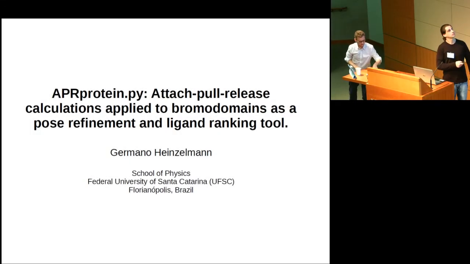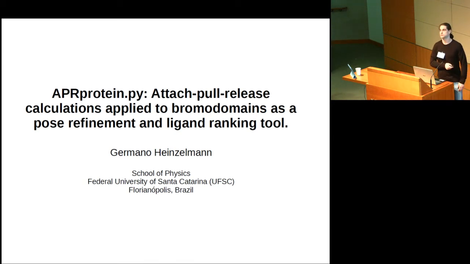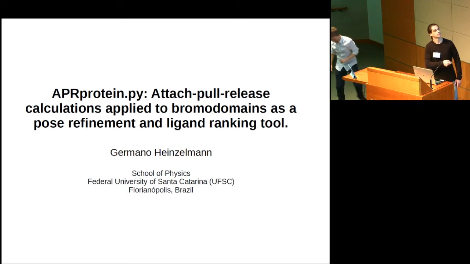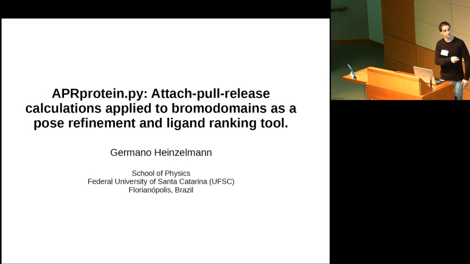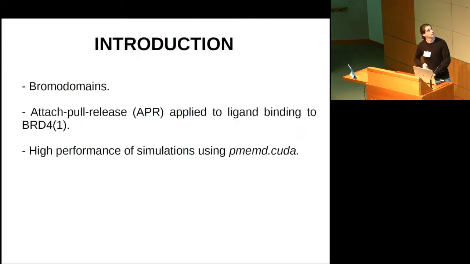Okay, so I'm going to talk about this code that I wrote in Python. It applies the attach-pull-release method, which is a method for absolute binding free energy calculations, to different proteins. I applied this initially to bromodomains, and it can be extended to other proteins. I'm a faculty member at the School of Physics in Florianópolis, Brazil, at the Federal University.